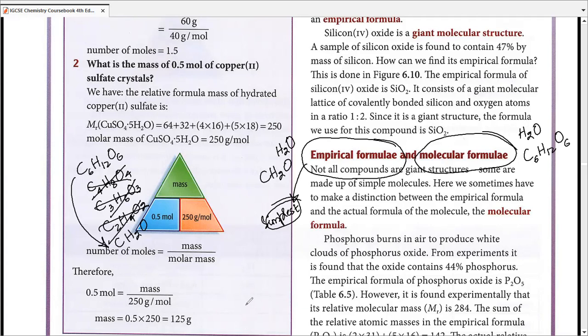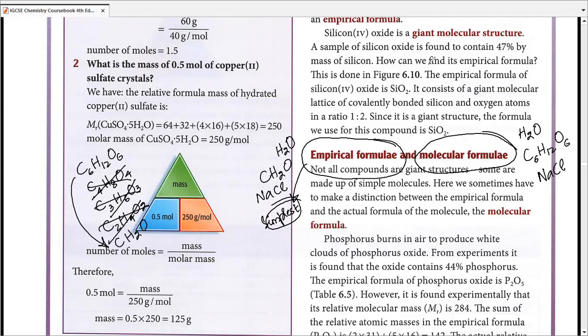That's how the simplest whole number ratio between the atoms of a formula is what we define as the empirical formula. Now, let me tell you that all ionic compounds actually have the empirical formula as the molecular formula. So for sodium chloride, the molecular and the empirical formula are going to be the same. Fair enough? Yes, sir.